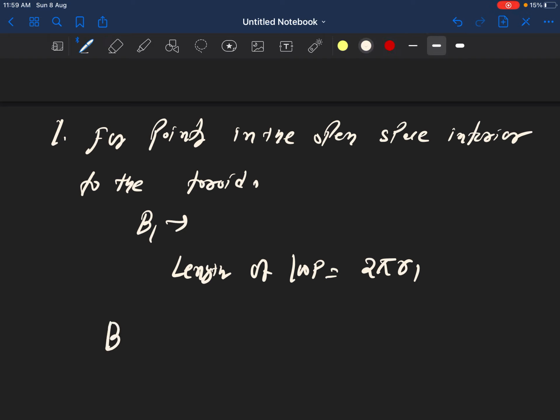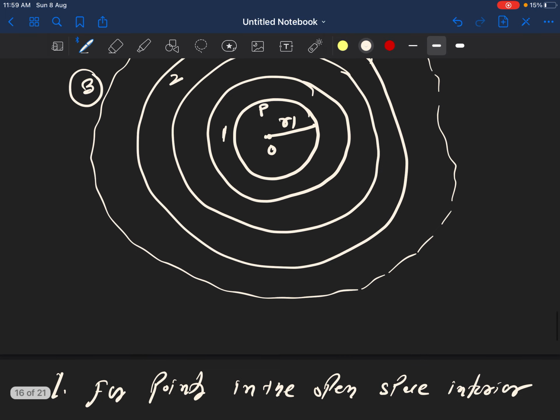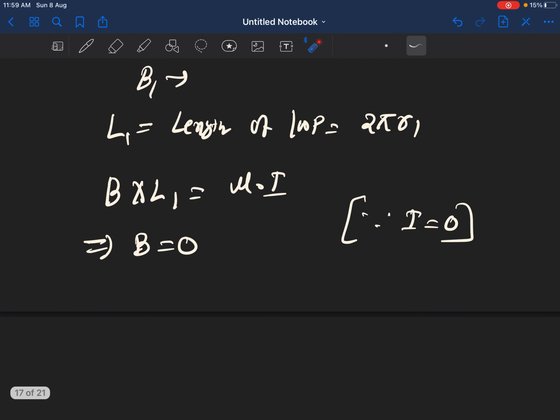Suppose B, if this is the length, suppose L1, B into L1 equals mu naught into total current, but there is no current enclosed by that loop, so therefore B equal to কিমান হ'ব? 0 হ'ব, since current is 0 in this area. এই area-ত তোমাৰ কি current to 0 হয়, so that's why B equal to 0. ঠিক আছে, or you can also say this B1 বুলি ধৰিব পাৰা, because this is the open space area.